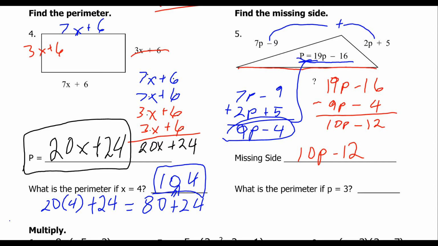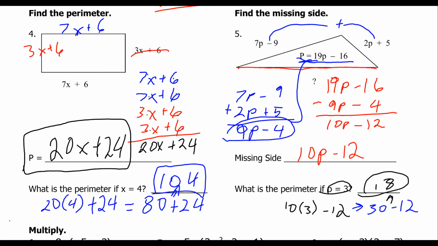The next little piece here, it says to see what happens if we plug in a 3 for p. So we go 10 times 3 minus 12. And that's going to be 30 minus 12, and 30 minus 12 is 18. And there's our answer. And it's just that simple.